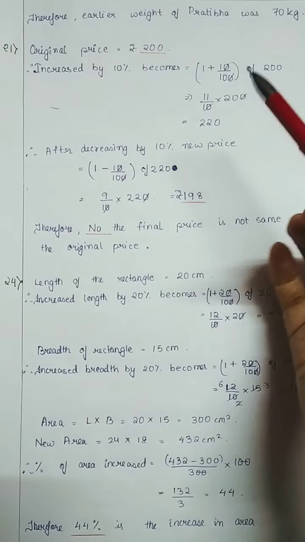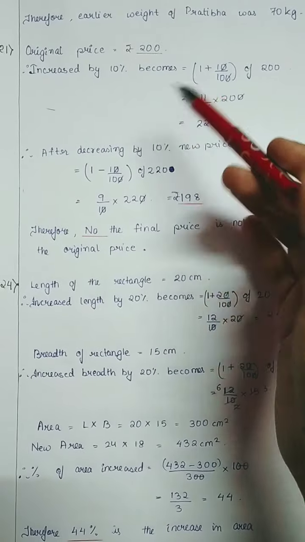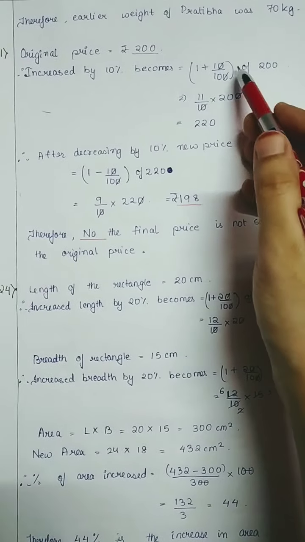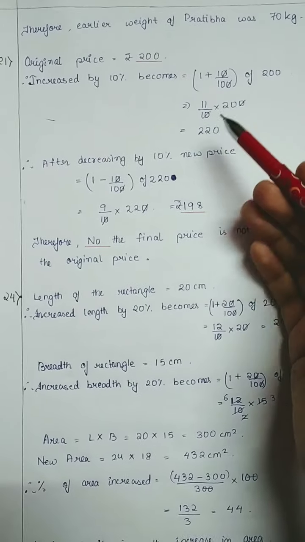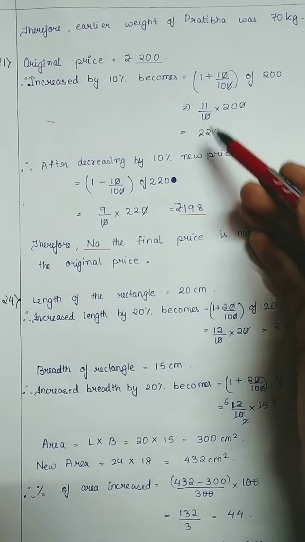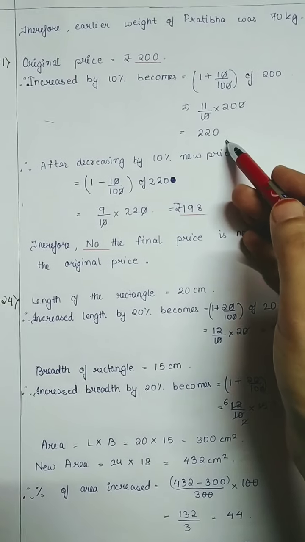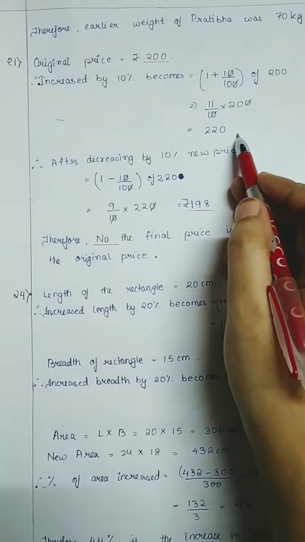In question number 21, the original price is given as 200. When we are increasing by 10%, we can write it as 1 plus 10 by 100 of 200, means 110 by 100, that is 11 by 10. So 11 by 10 into 200 is equal to 220. Means after increasing 200 by 10%, it became 220.